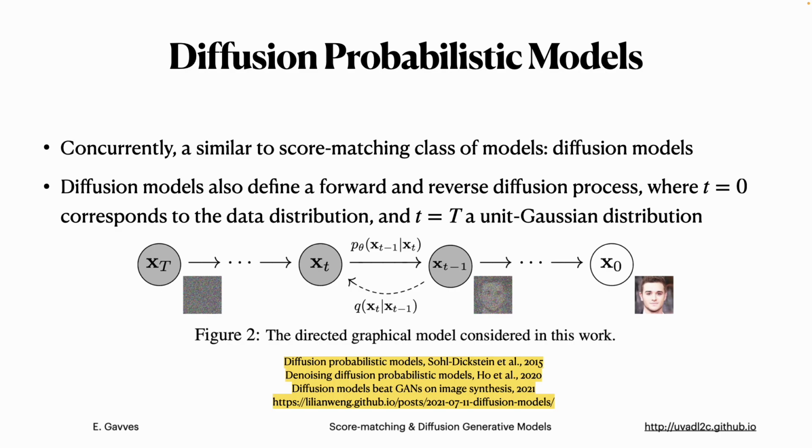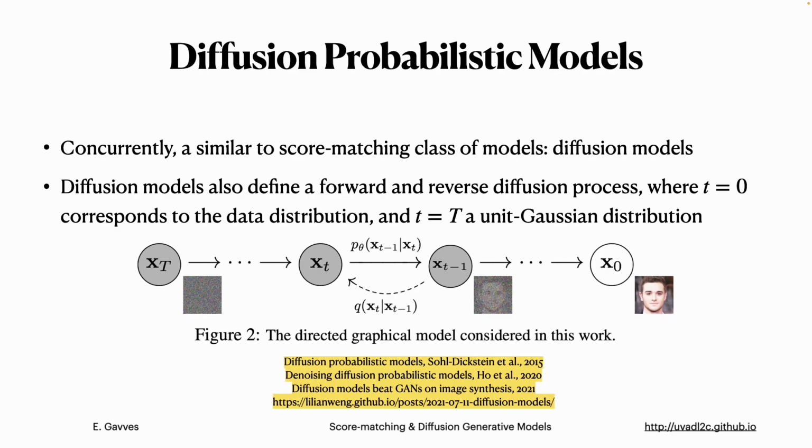Now score matching and diffusion are very similar in many ways, and if you actually check blogs and papers, you will see very direct equivalences. Happy to discuss more offline, but the conclusion was the same, so the type of model was the same. The starting point, the inspiration was different. Diffusion models also define a forward and reverse diffusion process, and diffusion processes are actually ODEs and SDEs.